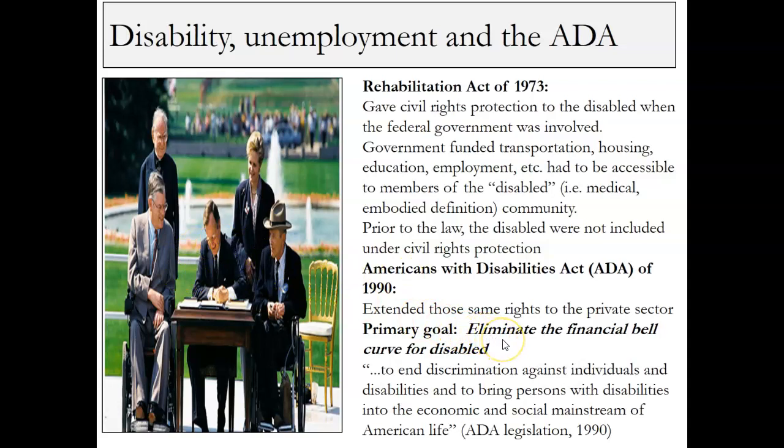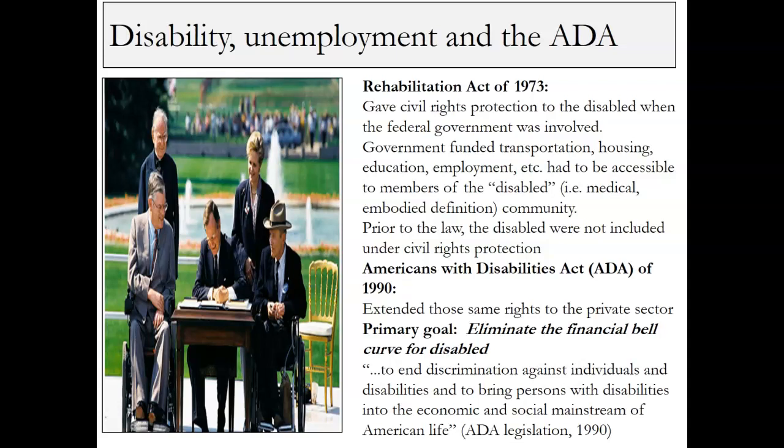The primary goal of the ADA was to eliminate the financial bell curve for the disabled. What do I mean by the financial bell curve? It's the difference in unemployment rates, as we'll look at in a second, between the disabled and the able-bodied, how much money and salaries the disabled and able-bodied make, housing, education. There's this huge gap, as you would suspect, between the disabled and the mainstream society around all these issues of education, employment, finances. The idea with this was to flatten it out, so there isn't a curve.